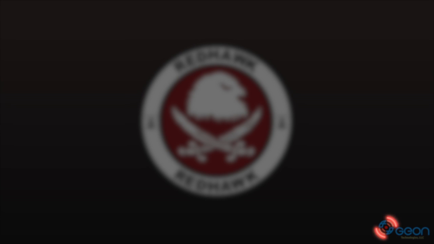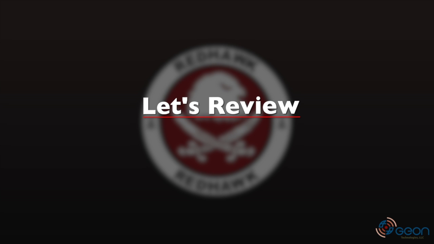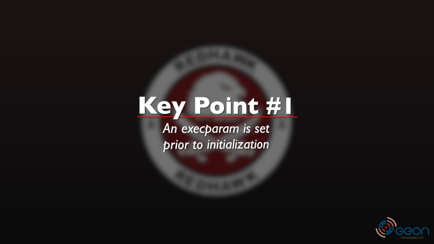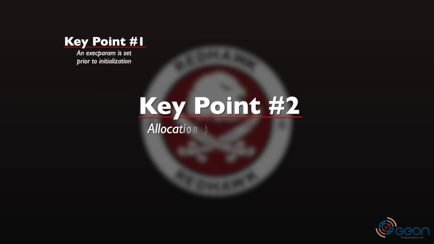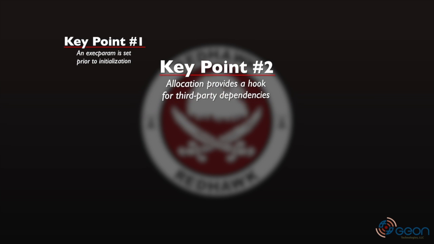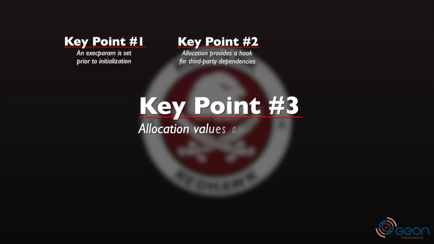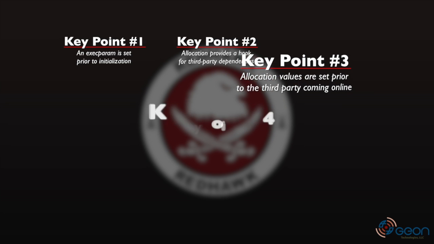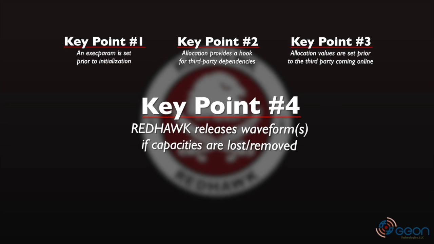That brings us to the end of Property Kinds Part 2, Execparam and Allocation. Reviewing some of our key points. Execparam property values are set prior to devices and components initialization. Allocation properties act as hooks for third parties. Allocation properties also are changed prior to those third parties coming online. Loss of capacities will release the waveform.